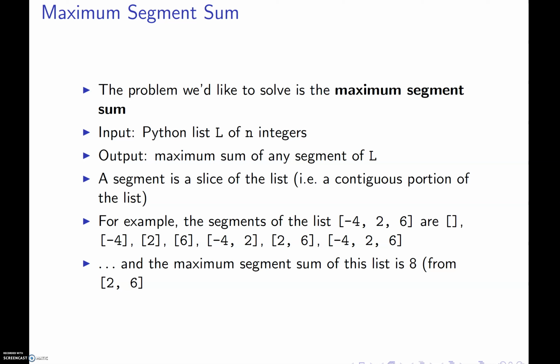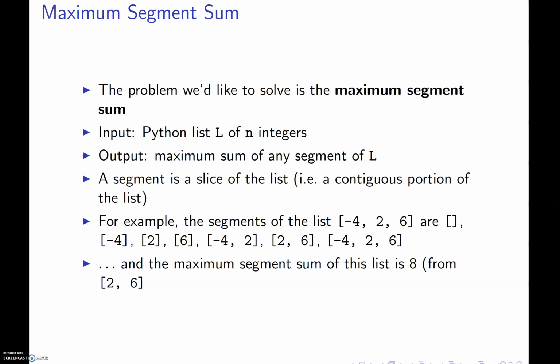And a segment is just a slice of a list, a contiguous portion. I should have said contiguous before I said consecutive, which is kind of the right idea, but not exactly. So for example, if we had the list -4, 2, and 6, the segments are, of course, the empty set, but that's not very interesting for us here. The individual singletons, -4, 2, 6, and then the contiguous sets of size 2: -4, 2, and then 2, 6. Notice we don't have -4, 6 because that's not contiguous. And then the full set.